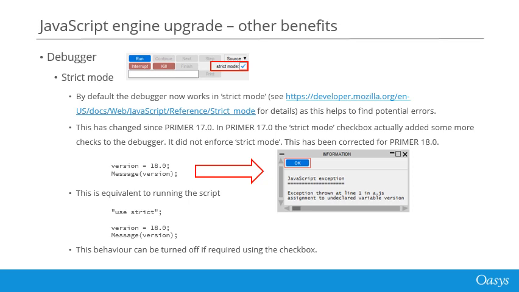Note that the checkbox still existed in Primer 17, but this didn't actually enforce strict mode. It actually just added a few extra checks when running the script in the debugger. It didn't enforce strict mode, so this behavior has actually now changed between Primer 17 and Primer 18.